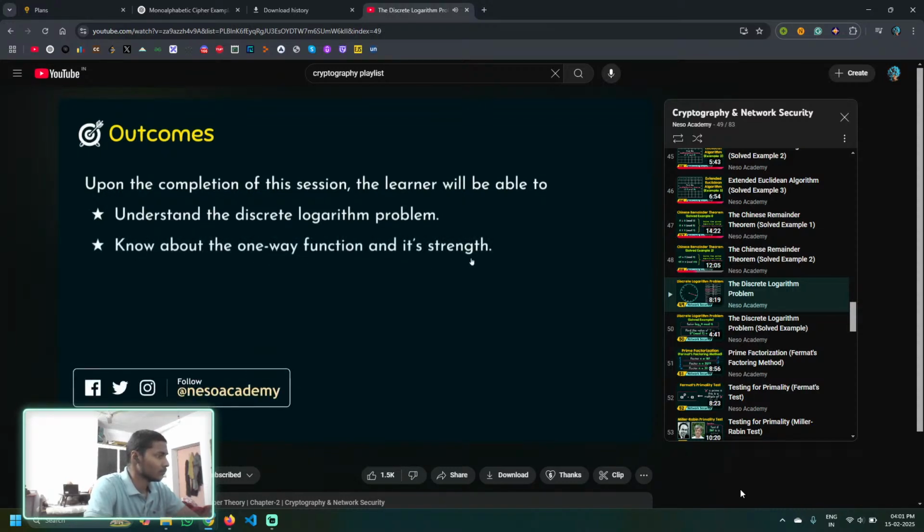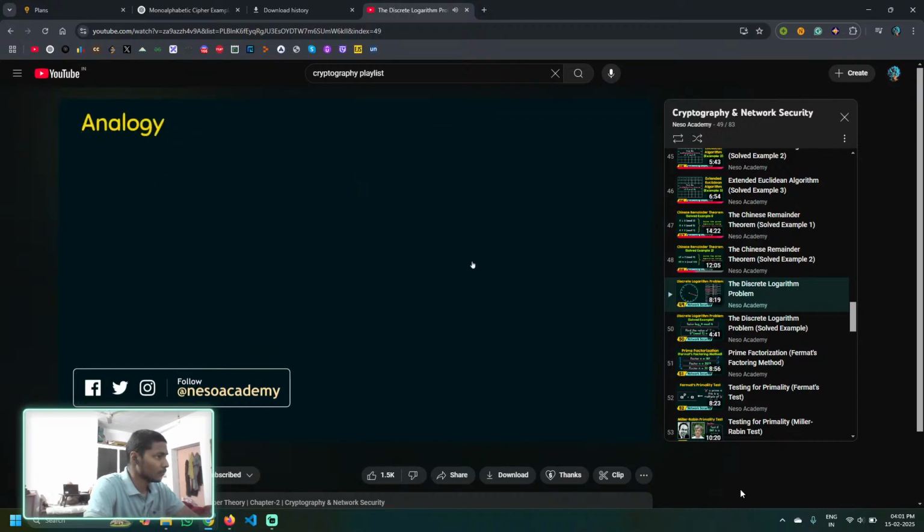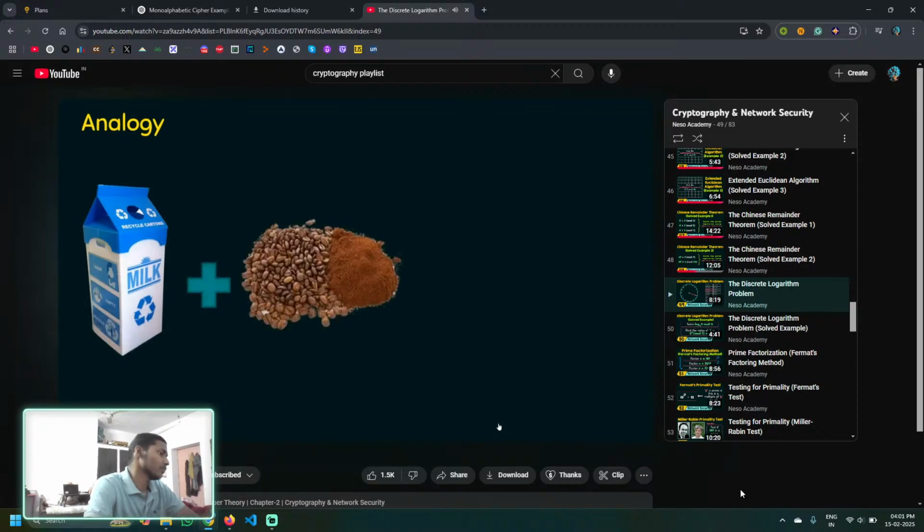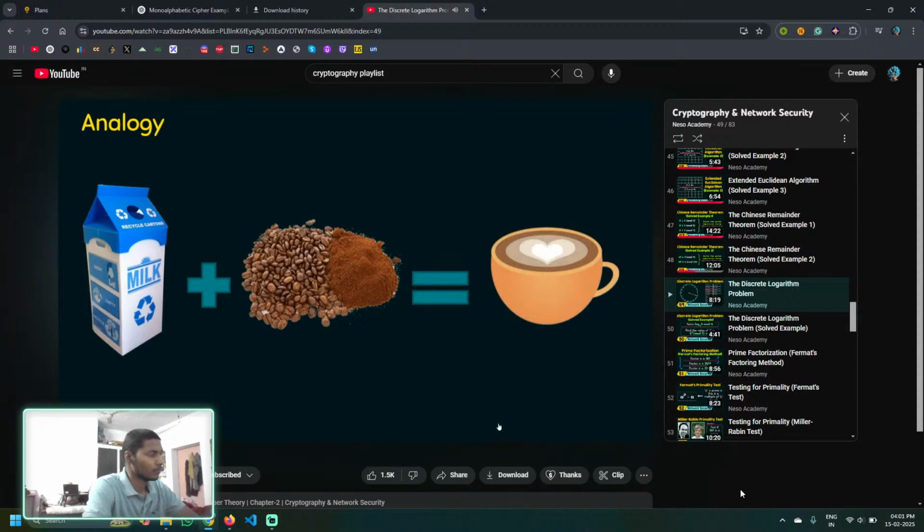Before understanding what the discrete logarithm problem is, let's see an analogy. If you like coffee, just think of how we can make a coffee. To make coffee, we obviously need milk, right? So let's say we have taken milk, and we also need some coffee powder, isn't it? When we have the right items, we can prepare the coffee which we like. So it's very easy to prepare the coffee, isn't it? So this is easy in one direction.